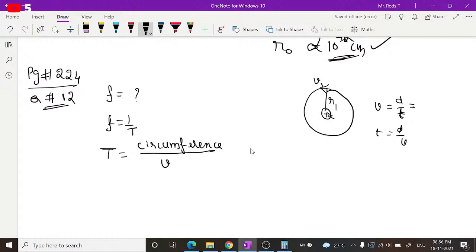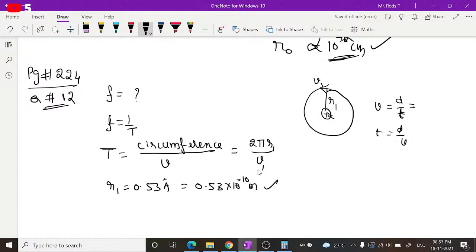So here circumference can be taken as 2 pi r, the radius of the first orbit, by the velocity of the electron in the first orbit, right? Because it is mentioned that for hydrogen atom, we have to take r1 and v1, and then you can substitute. You have to remember the radius of the electron in the first orbit of hydrogen. We call it the Bohr radius. You remember its numerical value. What is that? 0.53 angstrom, right?